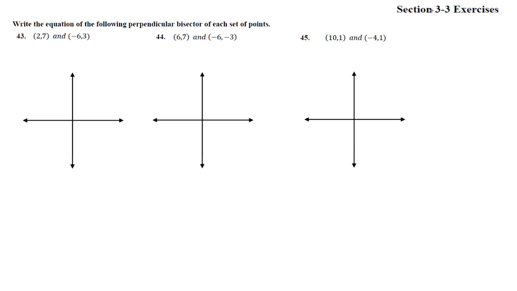Here we are in section 3-3 with numbers 43 through 45. Notice we're writing equations of lines. So the equation of the following perpendicular bisector. That's interesting. We're going to go perpendicular, got to get that slope in there, and then bisector means to cut in half. So let's see how that works.